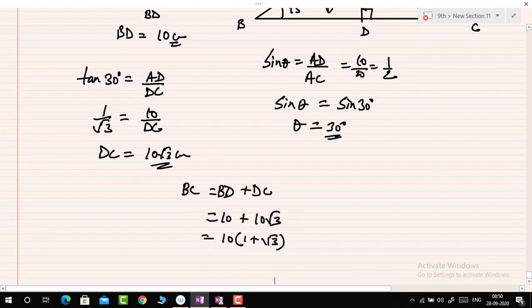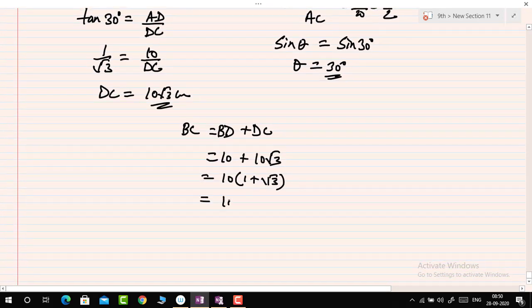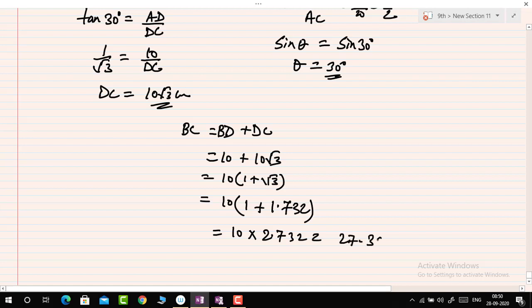If you want to find the exact value, then for root 3 we can say 1.732. That can be 10 multiplied by 2.732, that is 27.32. So this is the way we need to proceed with all the examples, and then you have to solve the questions of the exercises.